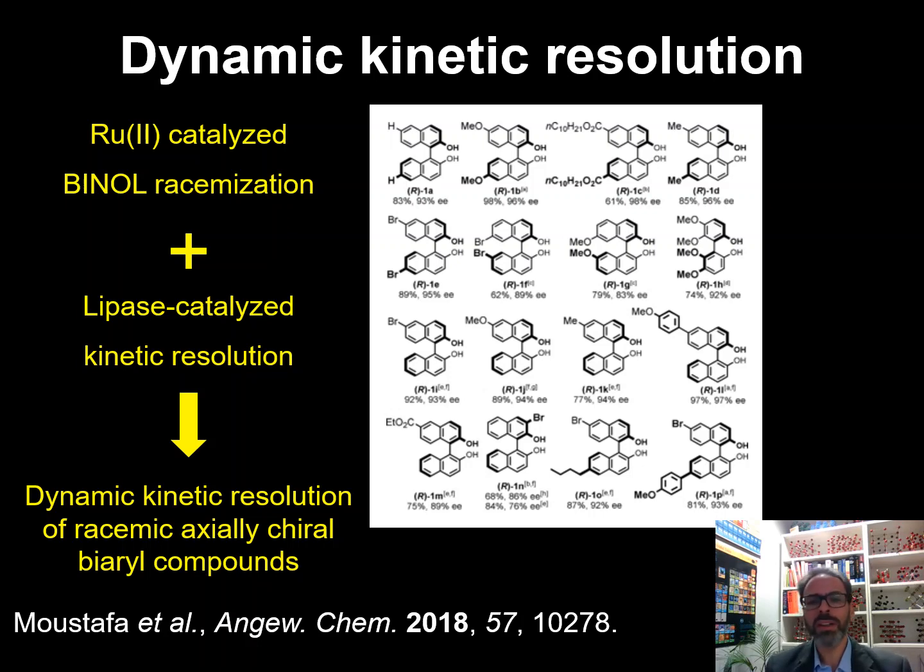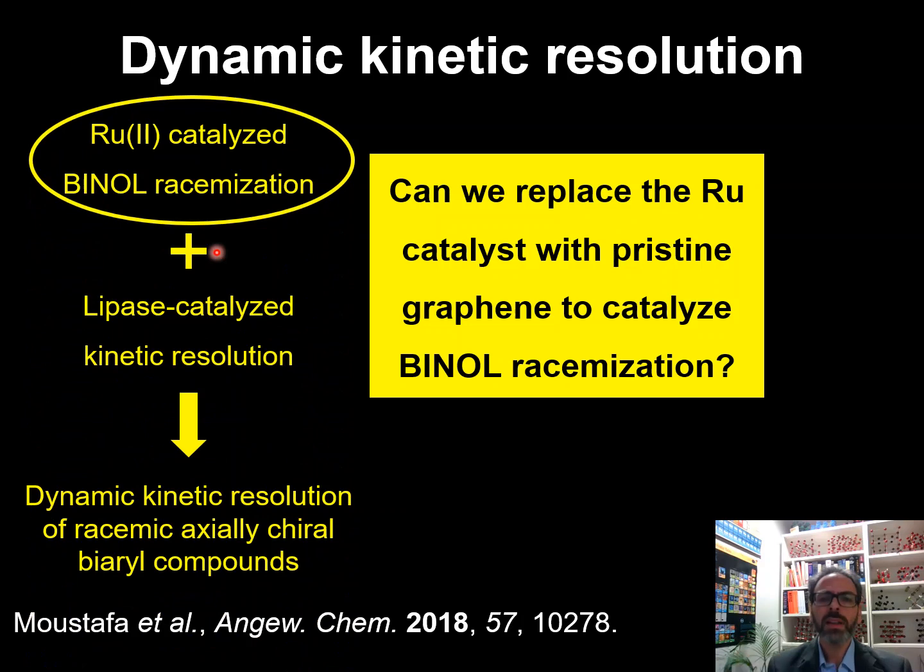But perhaps more importantly in the context of the present work is that a recent paper in Angewandte has generated a large number of axially chiral biaryls from BINOL using dynamic kinetic resolution. In particular, they used a ruthenium-based catalyst to catalyze the BINOL racemization, and then a lipase for the kinetic resolution part. So in the context of this work, we can ask the following question. Can we replace the ruthenium catalyst with pristine graphene to catalyze the BINOL racemization?